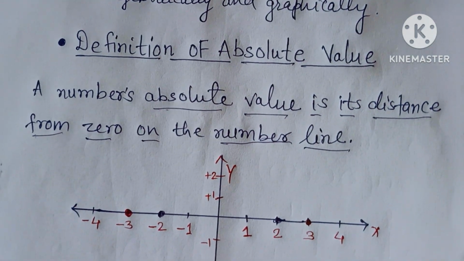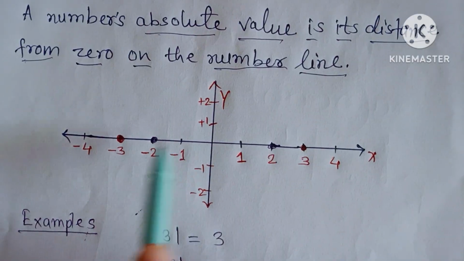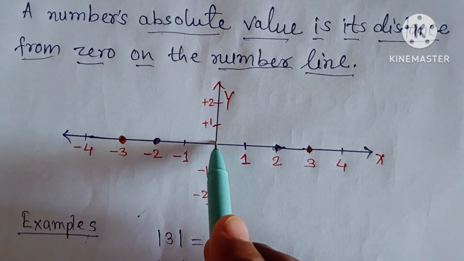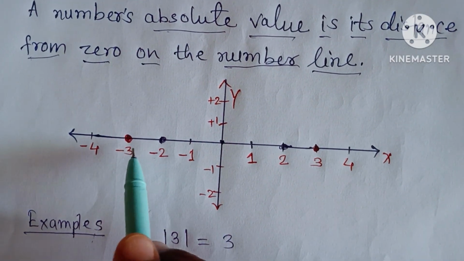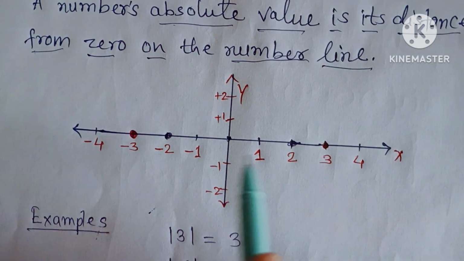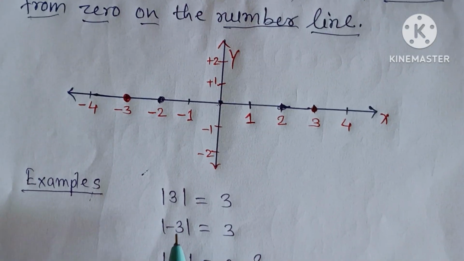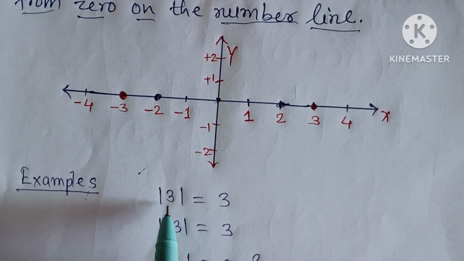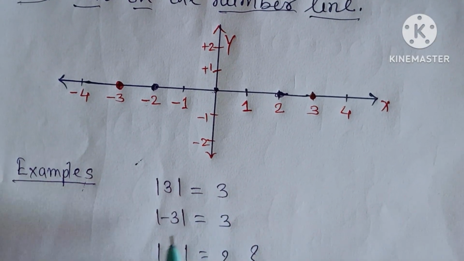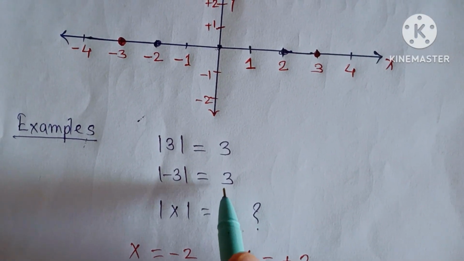So see here the number line, x-axis, y-axis, the distance of x from 0 to -3 and 0 to +3. So the absolute value of positive 3 is positive 3 and the absolute value of negative 3 is positive 3.